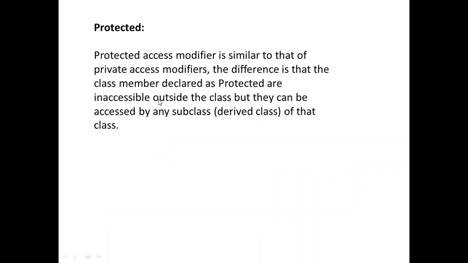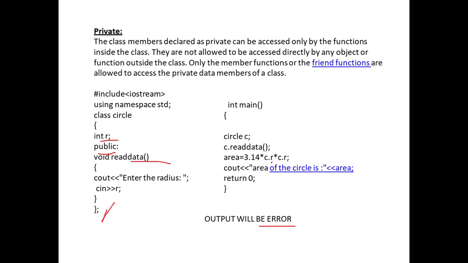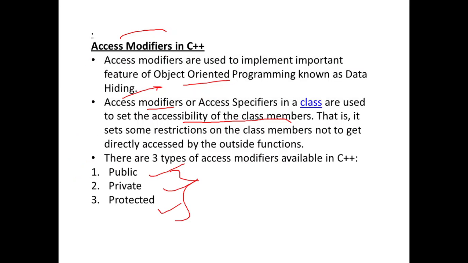The protected access modifier is similar to the private access modifier. The difference is that class members declared as protected are inaccessible outside the class, but they can be accessed by any subclass of that class. An inherited class or derived class can access the member functions and data members of that class for this protected access modifier. For the rest, it cannot be accessed. So these are the three types of access modifiers in C++.